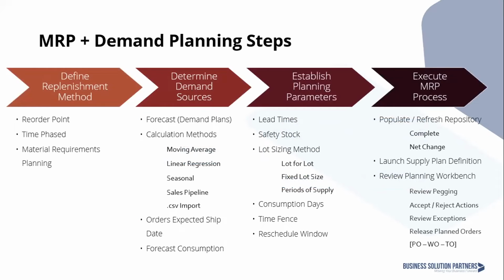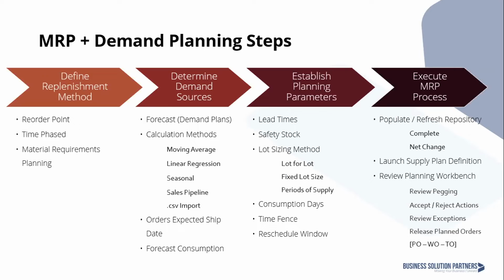In terms of the MRP and demand planning steps, you would start with defining your replenishment method, whether it's reorder point, time phase, or coming in from the MRP engine and calculation. Once you have that set up, you can figure out what your demand sources are going to be, whether it's a forecast coming from your demand planning calculation methods, a CSV import, or coming from your order expected ship date, or some sort of forecast.